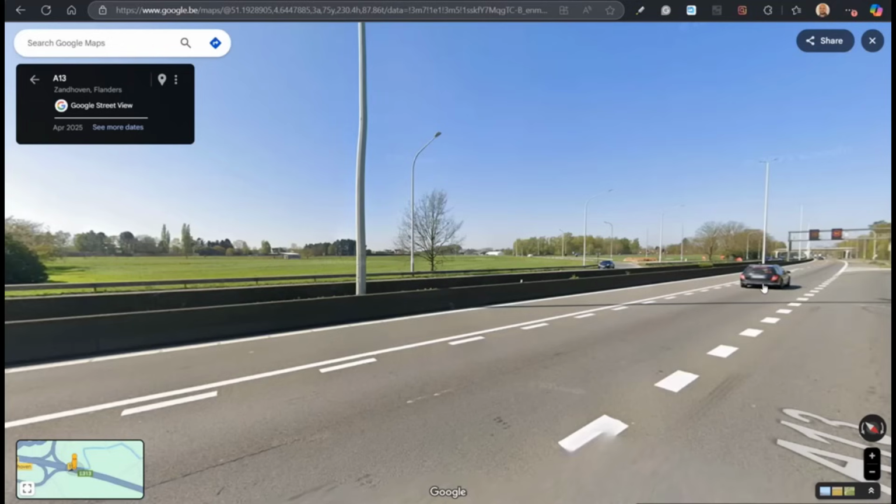So the closest lane for this black car is the broken line, which means that the car will follow the rules as per the broken lines, which means that the car is allowed to change from right to left. All right, the car can do a maneuver, move from the right lane to the left lane.